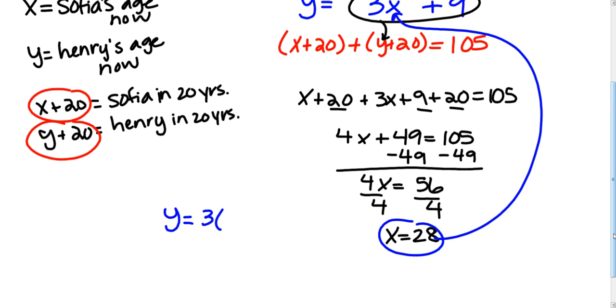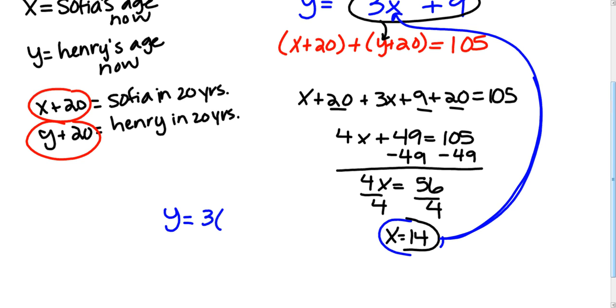Sorry, this is not right. This is not 28. This is 14. I don't know what I was doing in my head. Okay, 56 divided by 4 is 14, not 28. Okay, anyways, I'm plugging the 14 back in wherever I see the x.